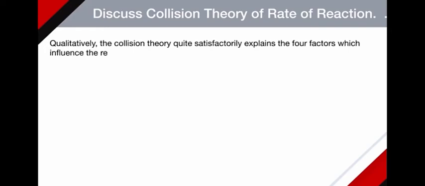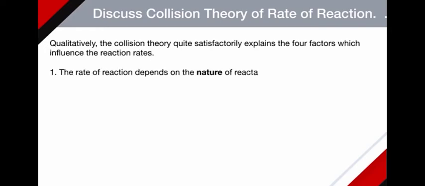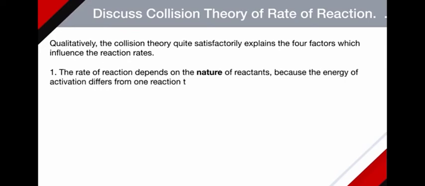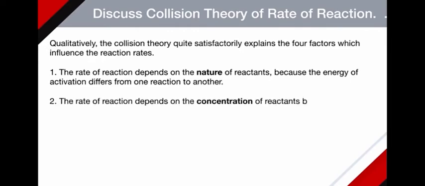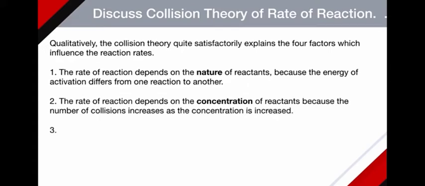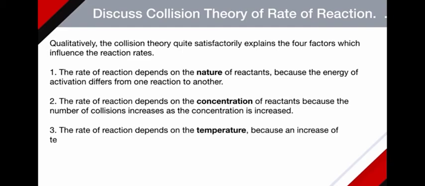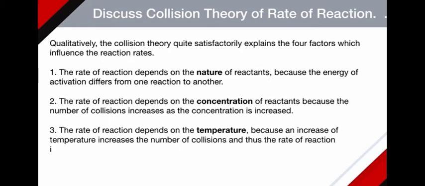Quantitatively, the collision theory quite satisfactorily explains the four factors which influence the rate of reaction. First, the rate of reaction depends on the nature of reactant because the energy of activation differs from one reactant to another reactant. The rate of reaction depends on the concentration of reactants because the number of collisions increases as the concentration is increased. The rate of reaction depends on temperature because an increase of temperature increases the number of collisions and thus the rate of reaction increases.